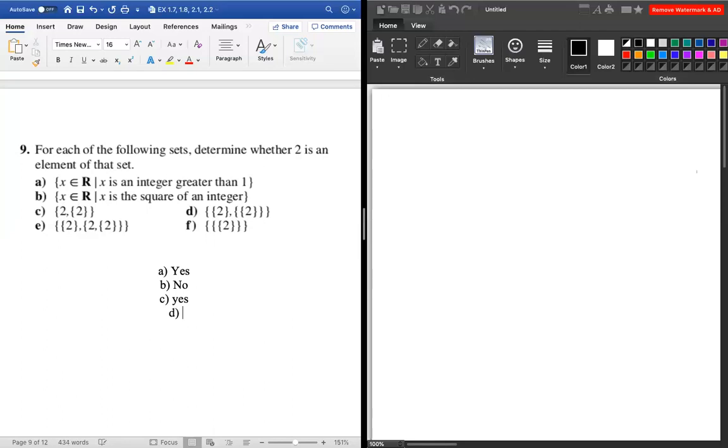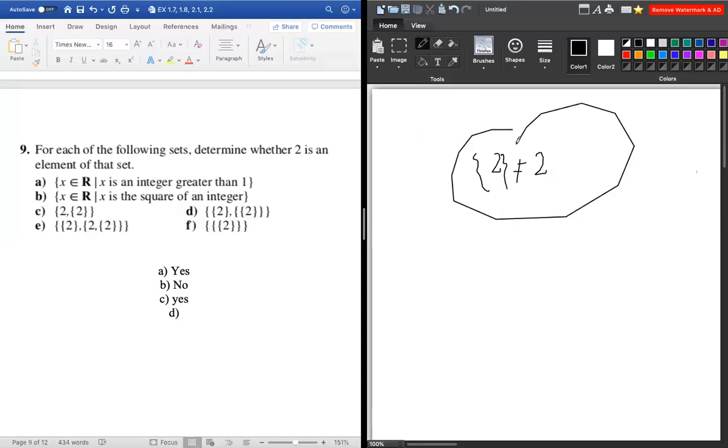D is a little tricky, because we don't see 2 as a member of the set. Rather we see this, which is not equal to 2. Both are different things, so we have to make sure that 2 is like this, and it should be like this. This is not 2, so this is a set inside a set. Therefore, the answer is no.